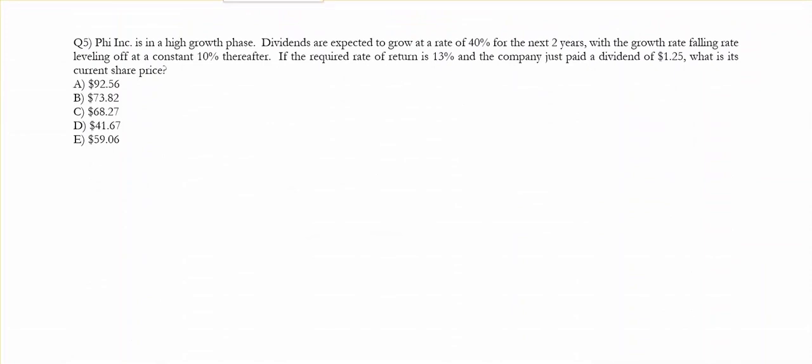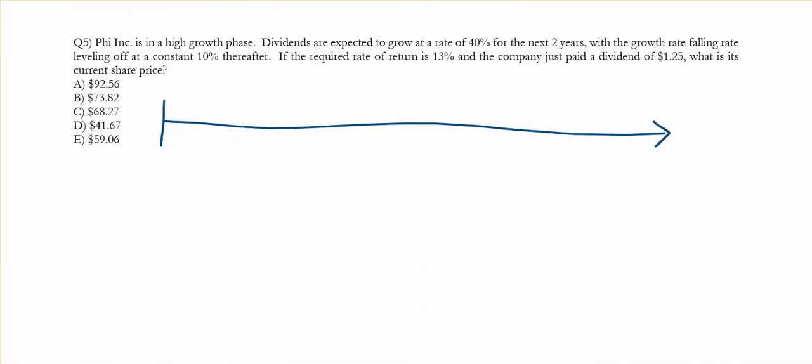Again, what's the current share price? So we're really driving this home here, how to do non-constant growth valuation. The dividends are expected to grow at 40% for the next 2 years, with a falling growth rate leveling off at 10% every year after that. The required rate of return is 13%, and the company just paid a dividend of $1.25. So here's the case where you're not given the year 1 dividend directly.